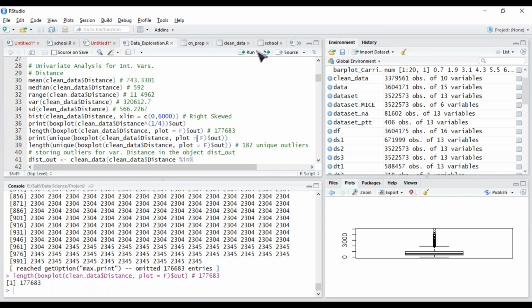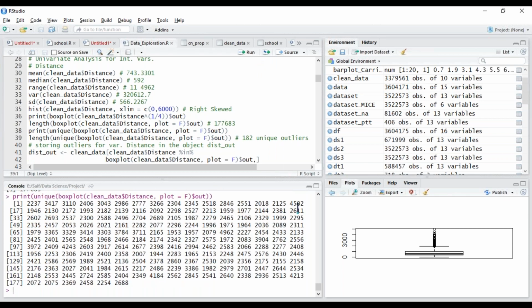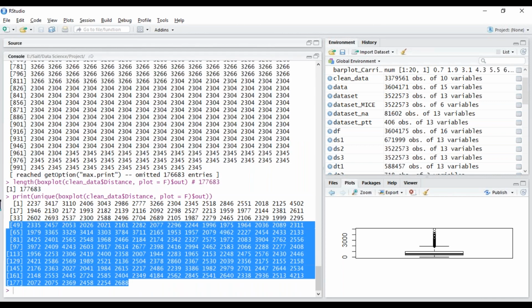What are the unique values? They are getting repeated, right? So these are the 176 unique outliers that you have. The values are getting repeated.